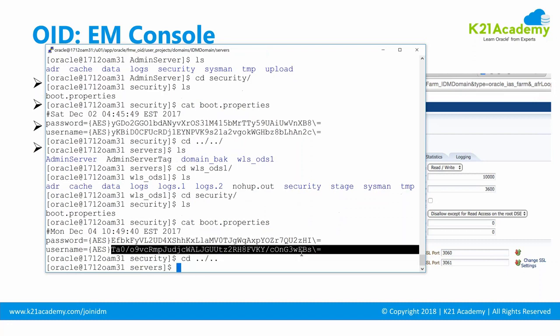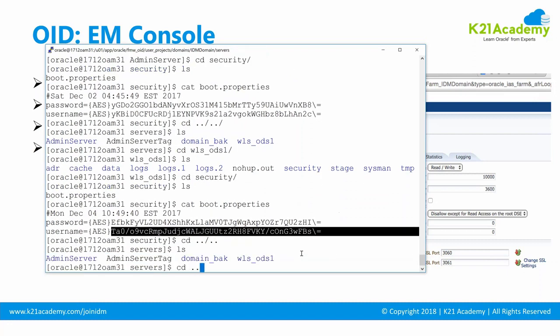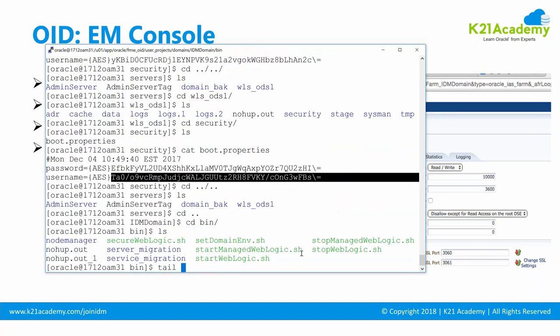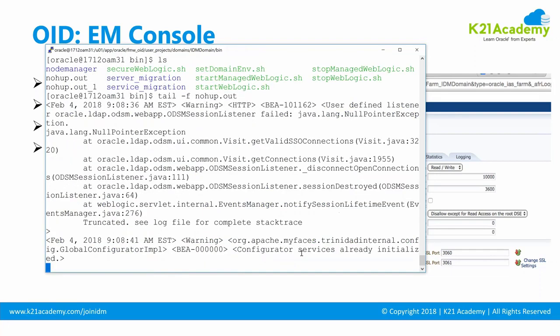We'll go back onto the server and see if my admin server is up and running. So we'll look again at the nohup file, and it failed for some reason.